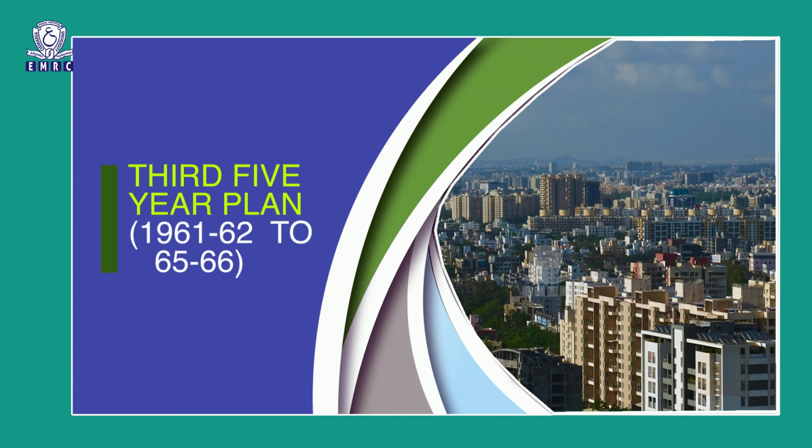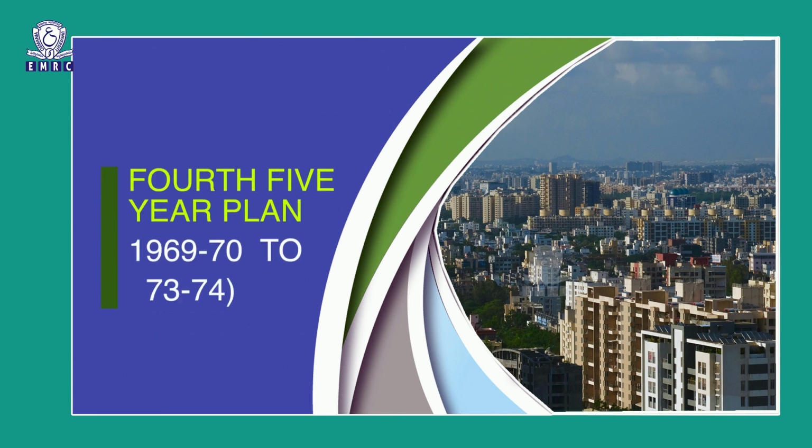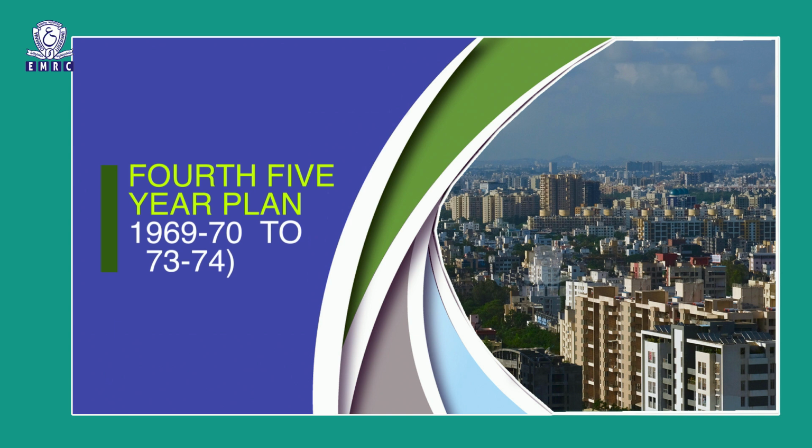The third plan, 1961-62 to 1965-66, and the fourth 5-year plan, 1969-70 to 1973-74, were a turning point in urban planning history, as urban policy received major attention. An important contribution was the diffusion of the idea of town planning from the center to the states. So, urban planning was to adopt a regional approach. As a result, states established town planning departments to cope with the problems of urbanization within the state.